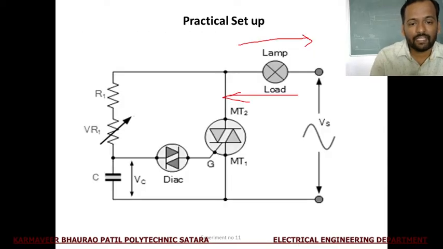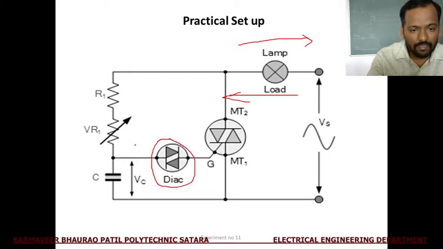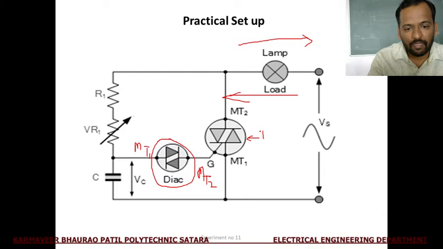Now the practical setup of this experiment is as shown in figure. This is the symbol of Diac. This terminal we can name as MT1, and this we can name as MT2. Then these two terminals are of Diac. Then this is the symbol of Triac, and it has mainly three terminals, MT1, MT2 and gate terminal.